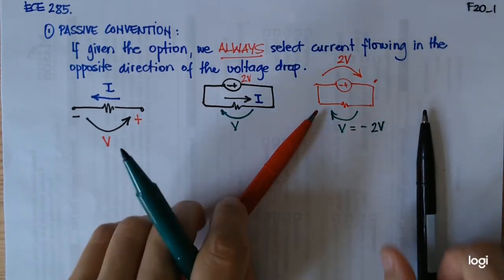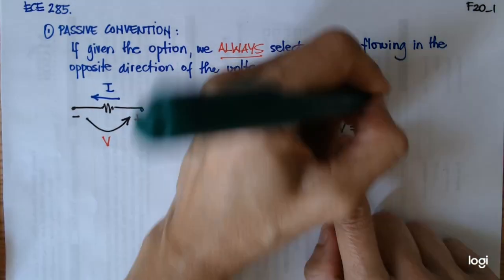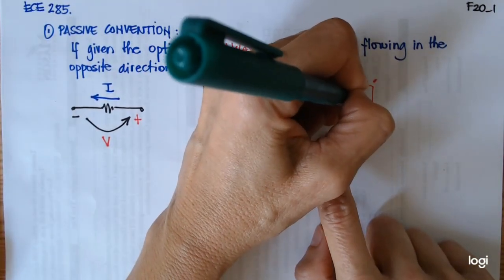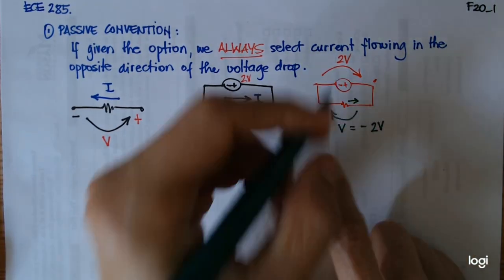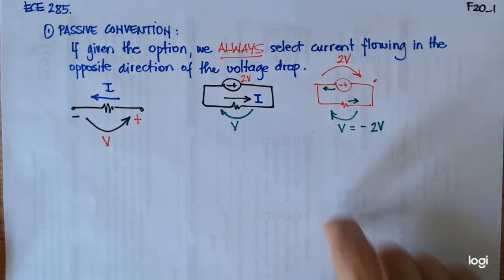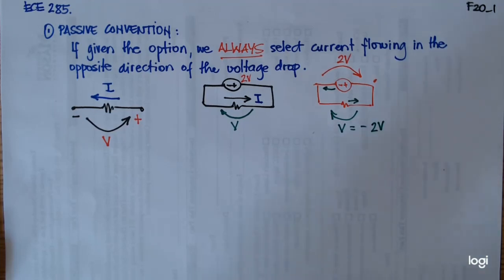Having said that, again, if I asked you to write the current for this guy, you have to write it this way. The current for this guy, you have to draw it this way. This is just the convention we're going to use for 285. It's the same convention in many books.